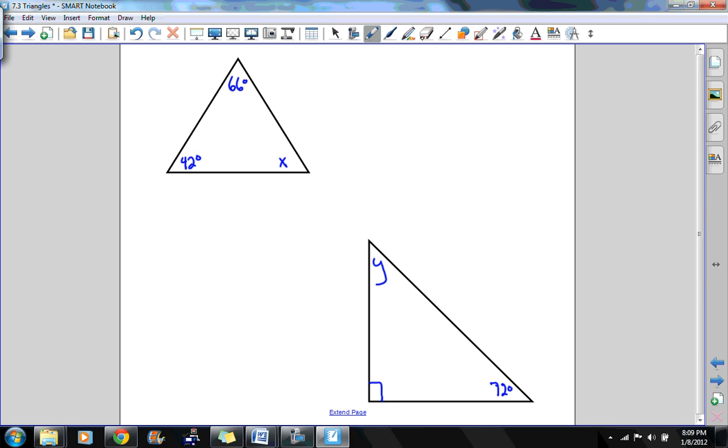Alrighty, so we're finding x again. So I would add 66 plus the 42. And that gives me 108. So I'd have to go 180 minus that 108, which equals 72. Therefore, x has to equal 72 degrees.